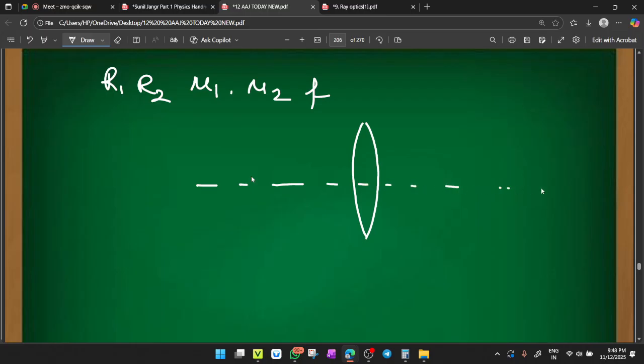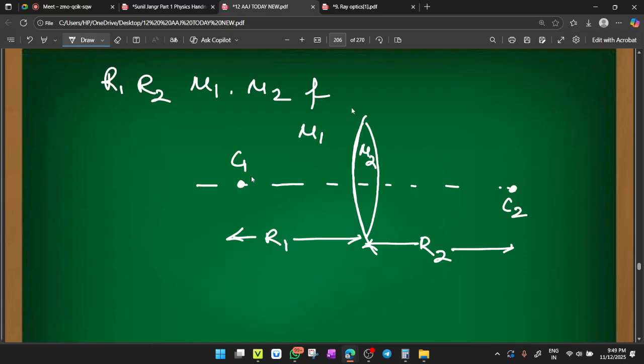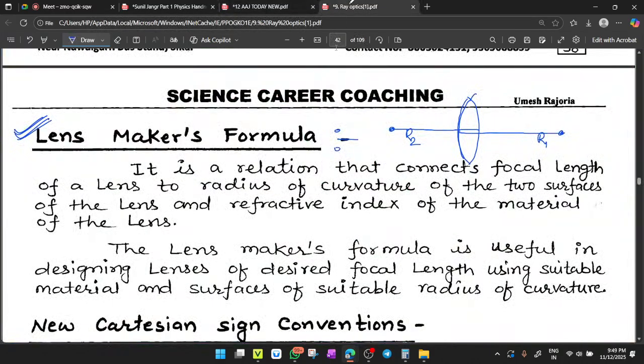So there will be a lens. The outside medium is considered as mu1. The inside medium of the glass is considered as mu2. This is the focus, the center of curvature here is C2, and here the center of curvature is C1. So the radius of curvature up to here is R2, the radius of curvature here is R1, and the relation between all these things, and also the focus. So the focus will be here. Yes, this is the focal length, the main focus. The relation between all these parameters is called lens maker's formula.